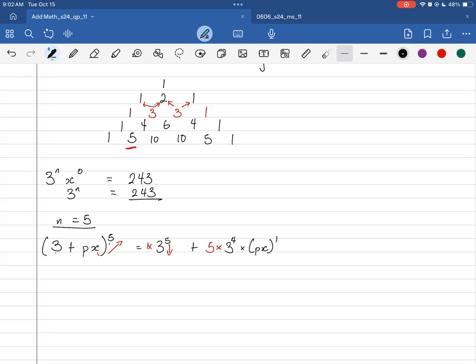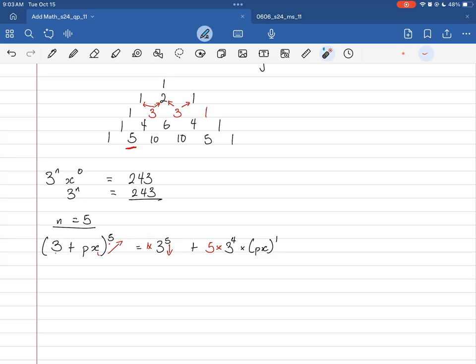So basically your power in every term should equal 5. So this is 5 plus, because every other power here is 0.